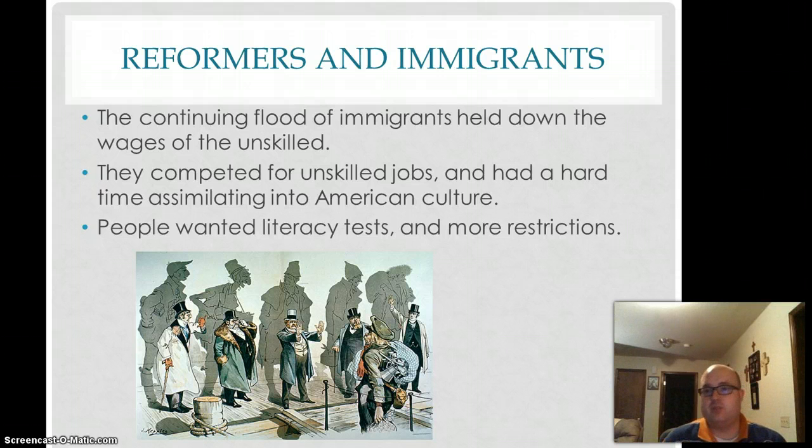People really mistrusted the immigrants, as we learned last time in nativism. People wanted literacy tests. They wanted more restrictions, saying we can't have these immigrants doing all this stuff.